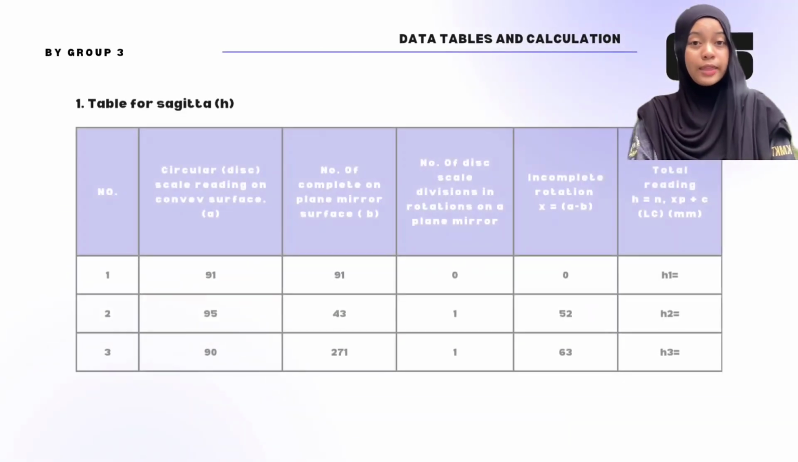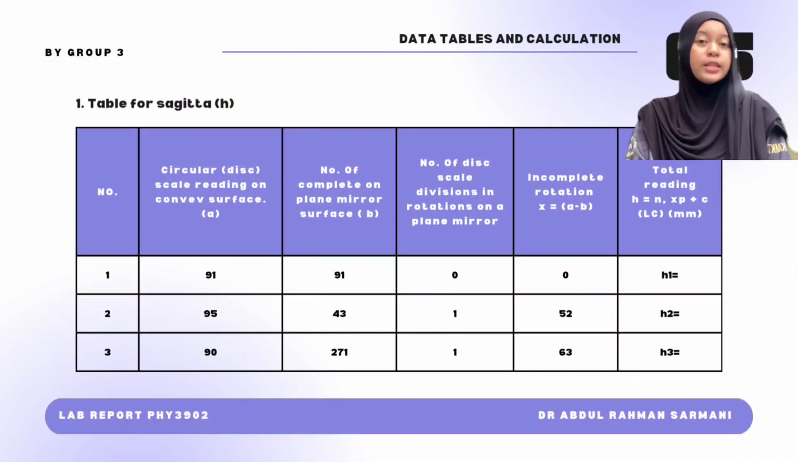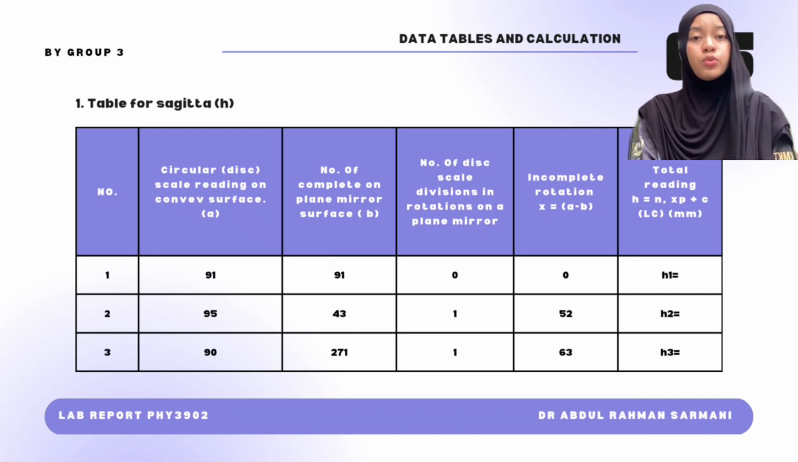Now, let's look at table 3, which determines the radius of curvature of a spherical surface such as a lens or mirror. The result shows the circular scale reading, the number of complete rotations on the plane mirror surface, the number of discrete scale divisions in rotation, incomplete rotation, and total reading. As we can see, the data is precise. That means it shows the distance between the legs of the base radius of the circle arc.